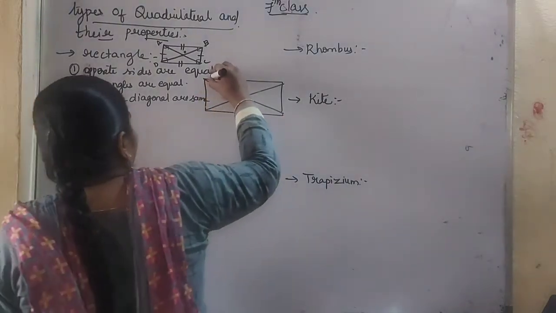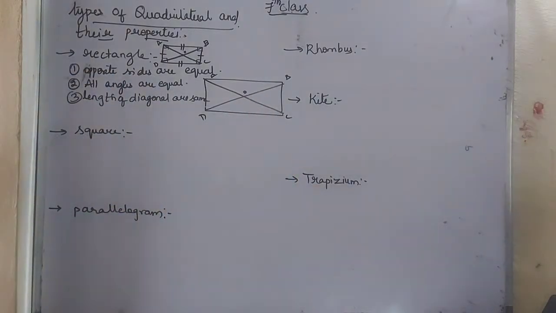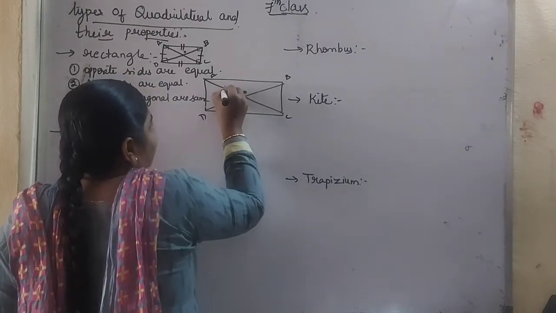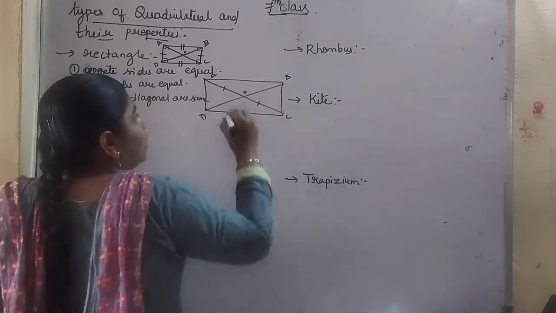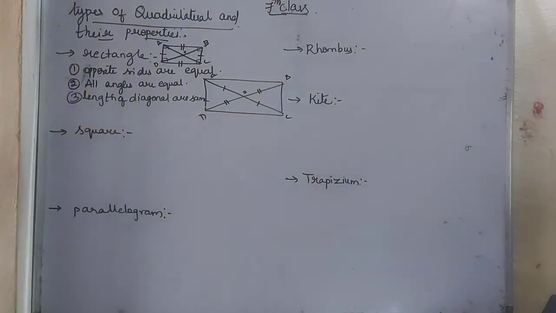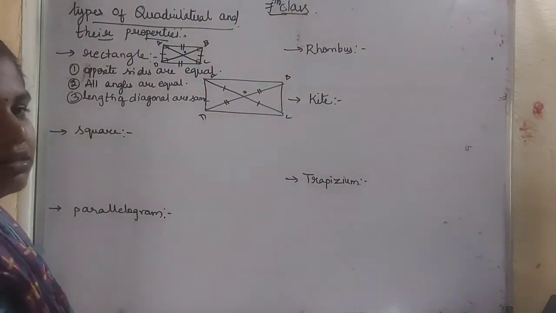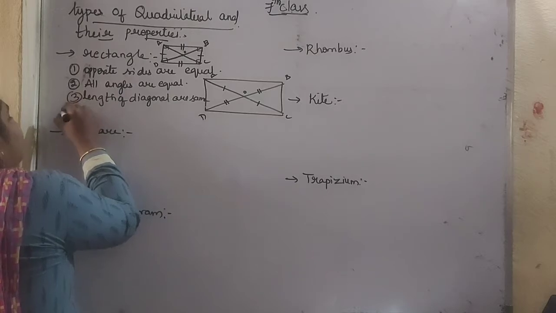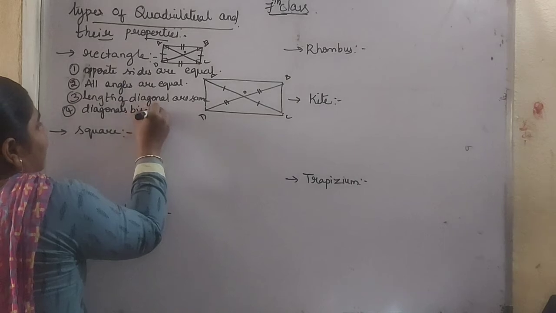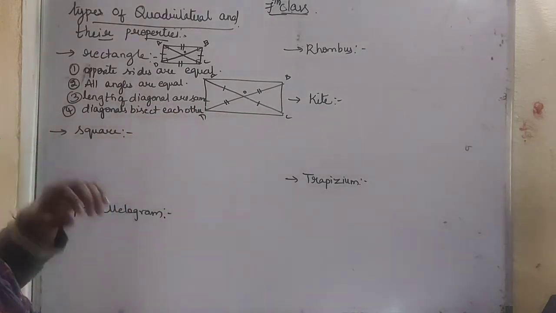I have taken A, B, C, D, and the intersection point as O, and the diagonals will bisect each other. That means the length of this part and this part will be equal, and also the length of this part and this part will be equal. So the fourth property is diagonals bisect each other.